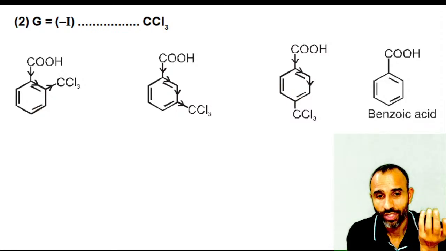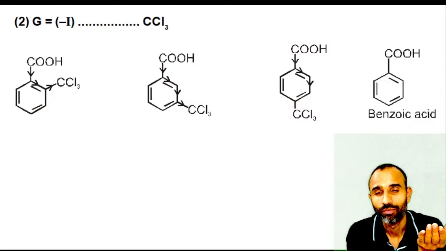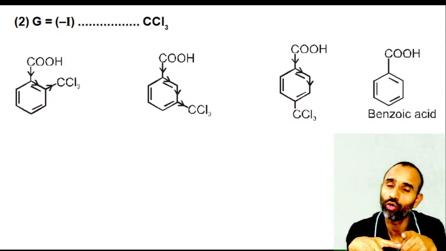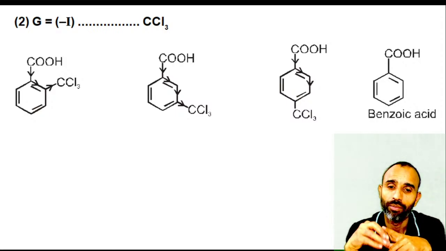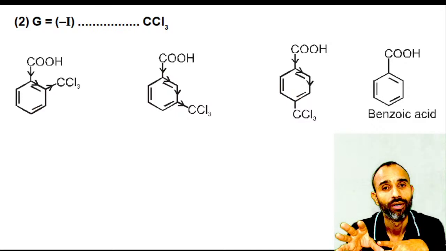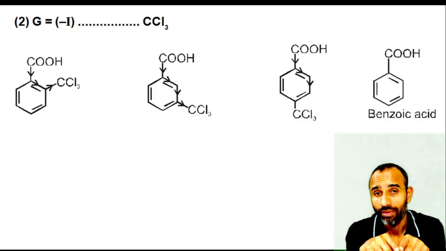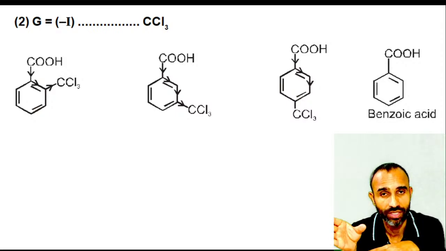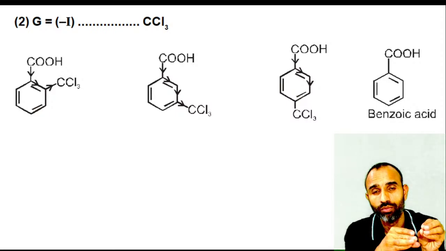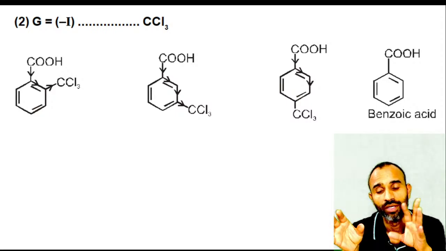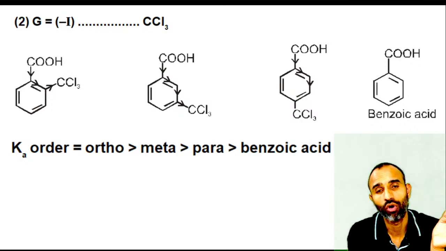It is very simple, because minus I effect is maximum at ortho and minimum at para. So all of them are more acidic than benzoic acid, but ortho is most acidic, then meta, then para, and then benzoic acid. So it's ortho, meta, para, benzoic acid.